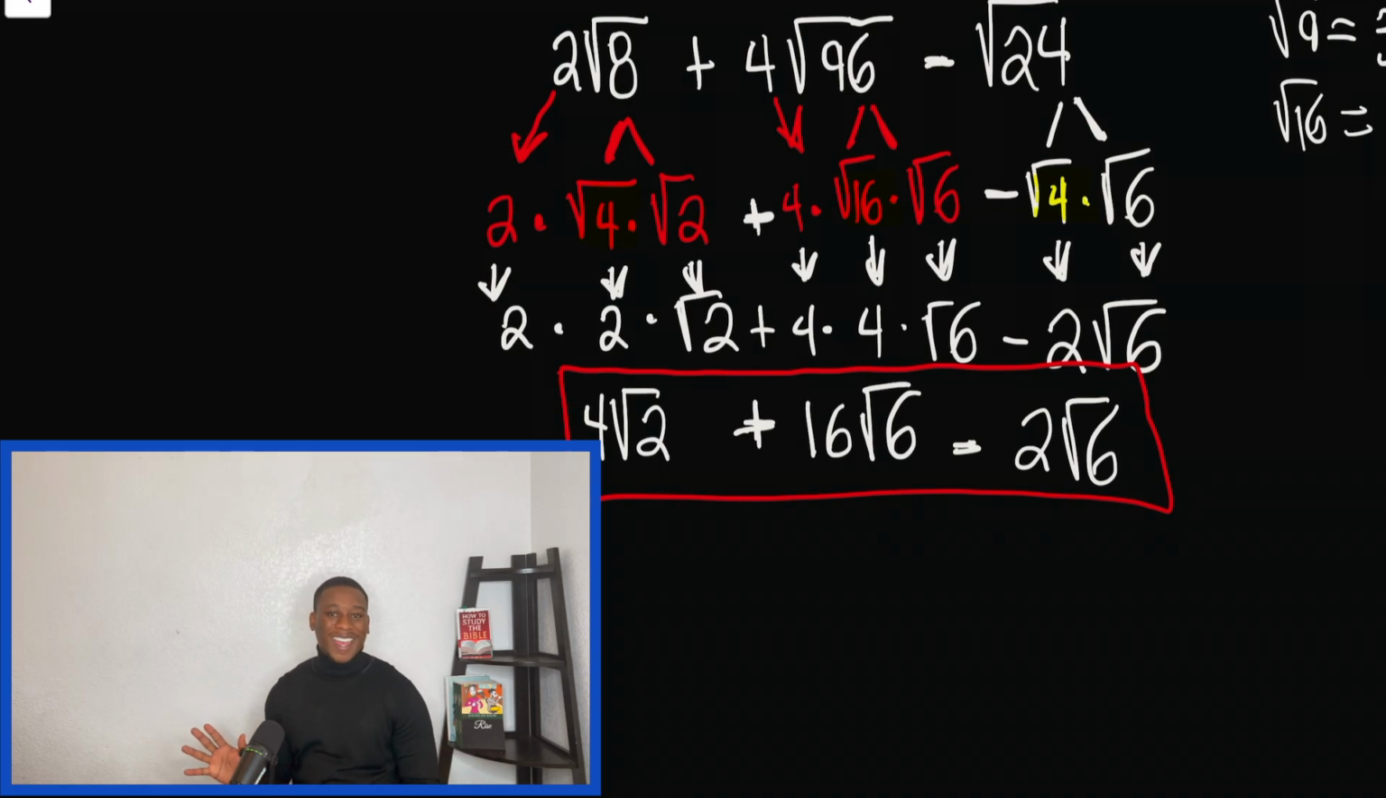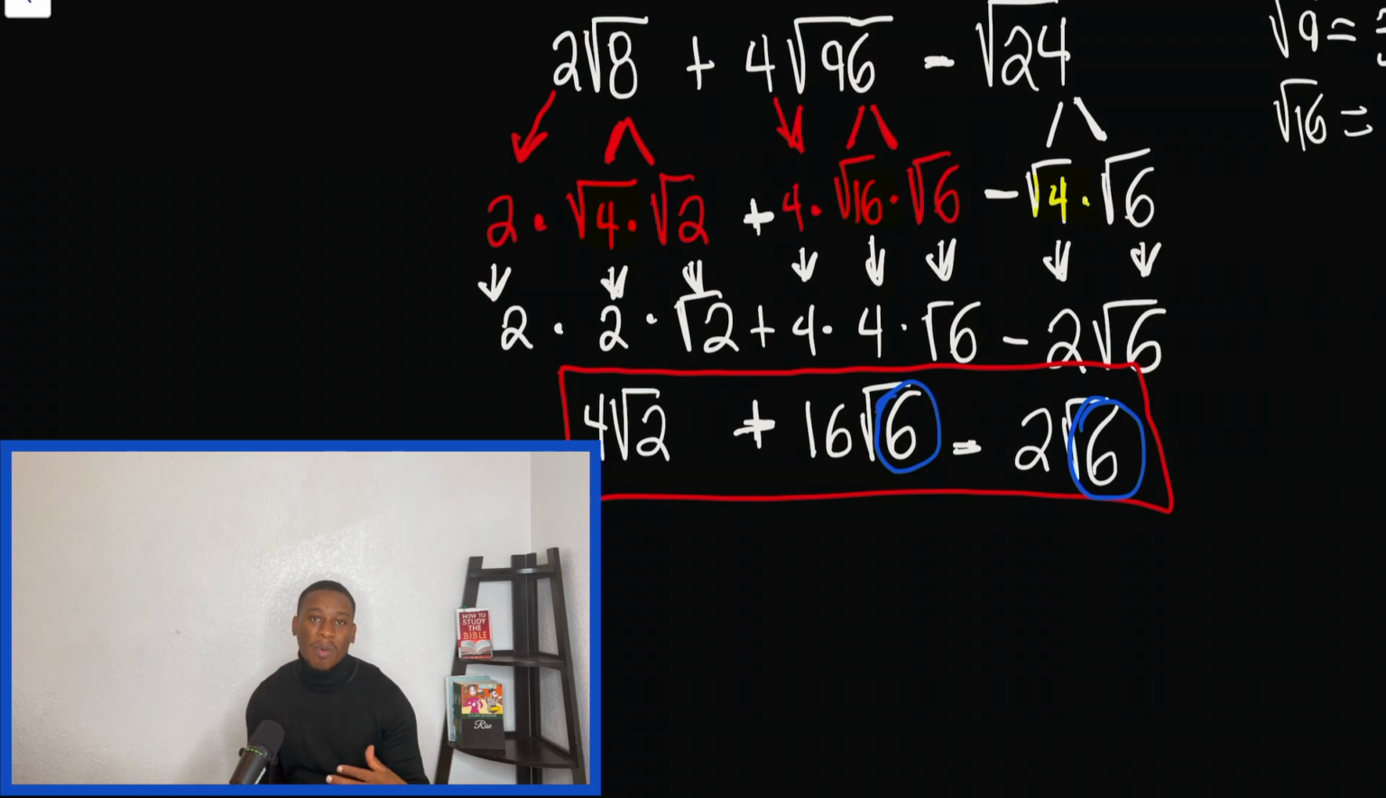So we notice that now we do have more than one term with the same radical, right? With the same number under the radical. So I look and I'm noticing, hey, we have radical 6 here and radical 6 here. So how do we clean this problem up and finish it off? I got you right here.